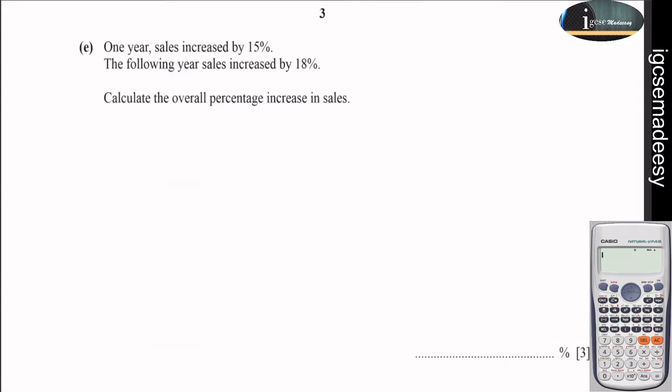Part E. One year the sale increased by 15%. The following year means after that only. Following year the sale increased by 18%. Calculate the overall percentage increase in the sale. See, let's say the initial sale was 100 at the beginning. Now it is increased by 15%. So 15% of 100 is 15. So now it is 115. The sale right now is 115.